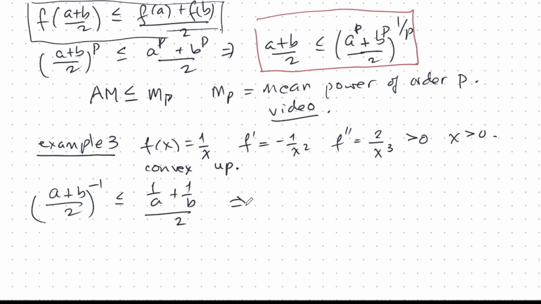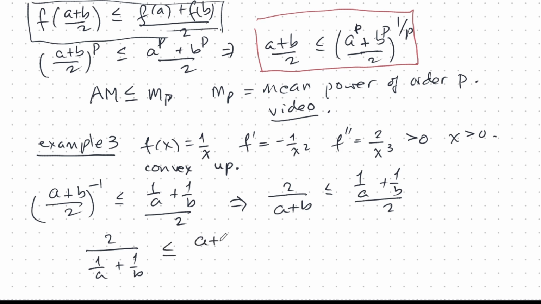Now let's rearrange this a little bit. This is 2 over (a plus b) less than or equal to (1 over a plus 1 over b) over 2. Yes? And I can flip this around a bit and I get 2 over (1 over a plus 1 over b) is less than or equal to (a plus b) over 2. Okay, so that's my final answer here.